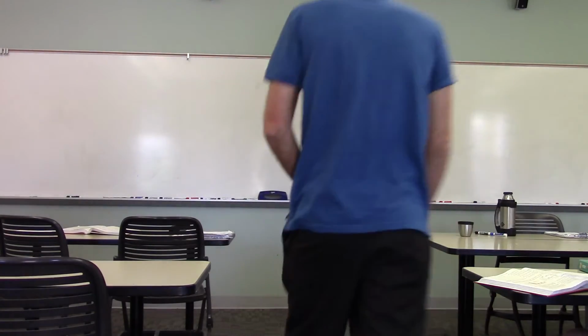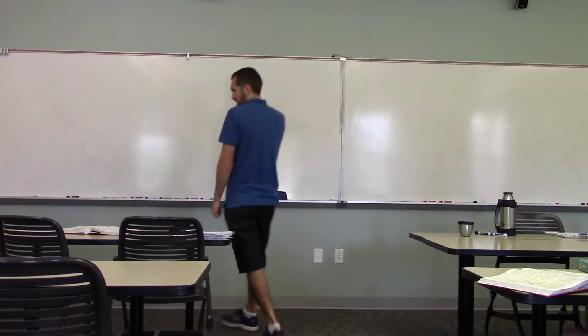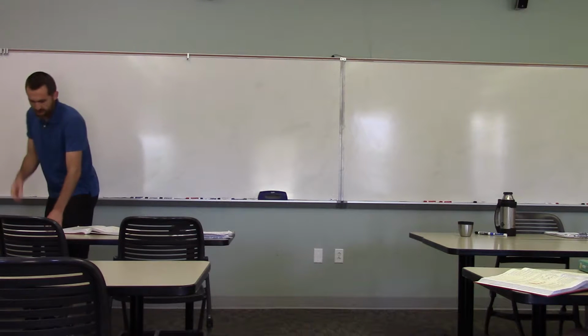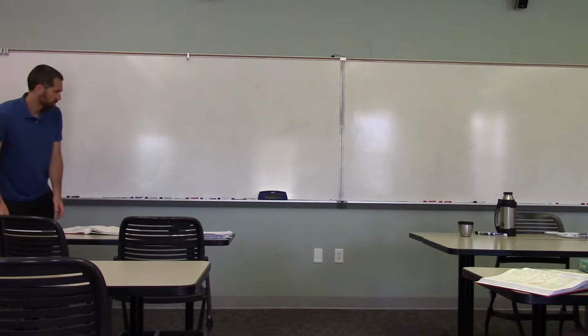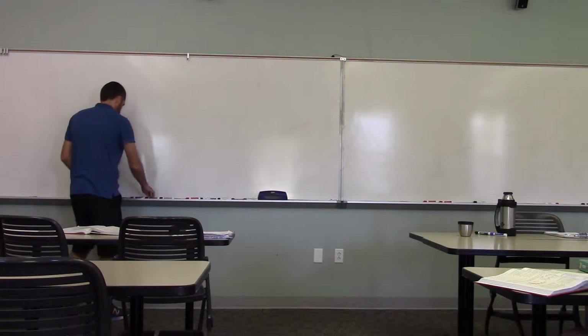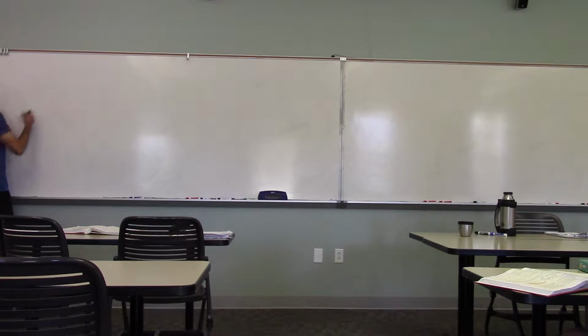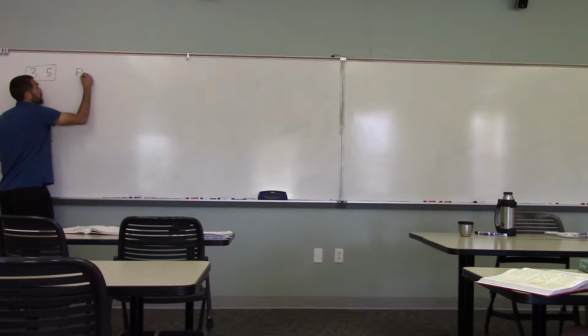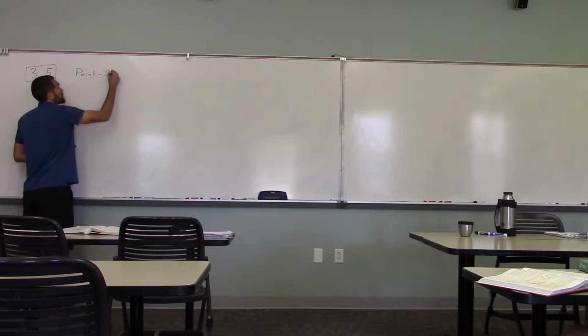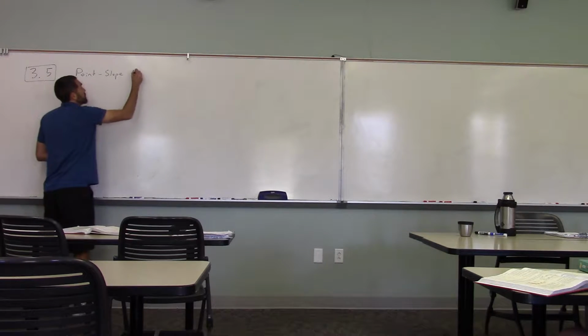All right, let's do some 3.5. One of these black pens is going to work amazingly well. That's okay. All right, so 3.5. Point, slope, form.